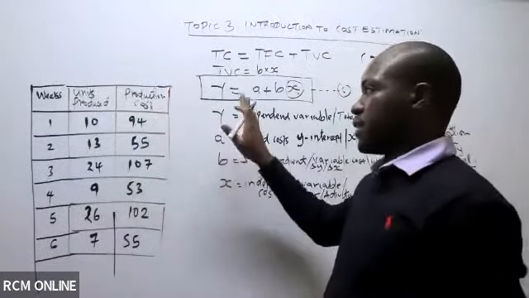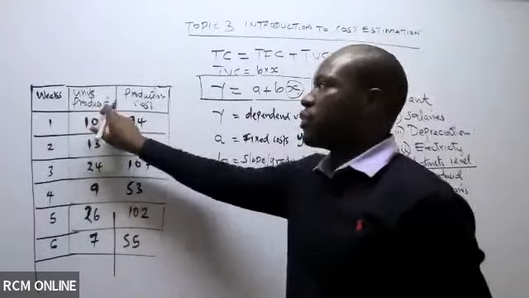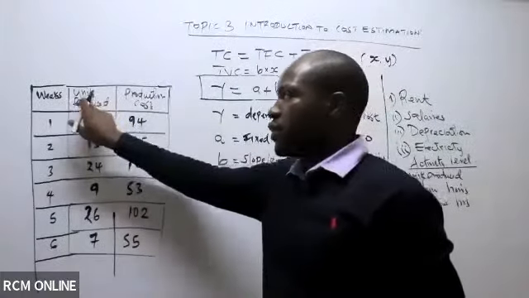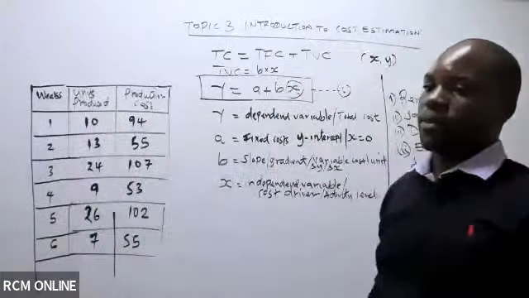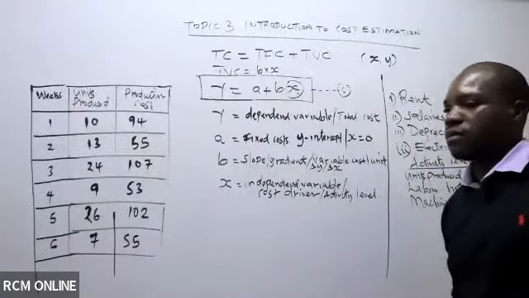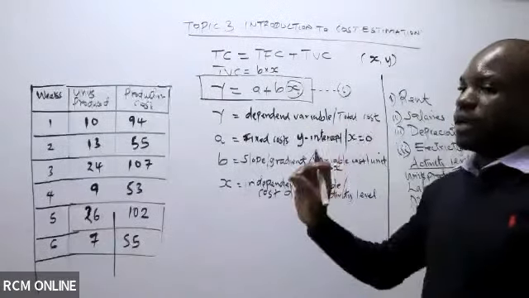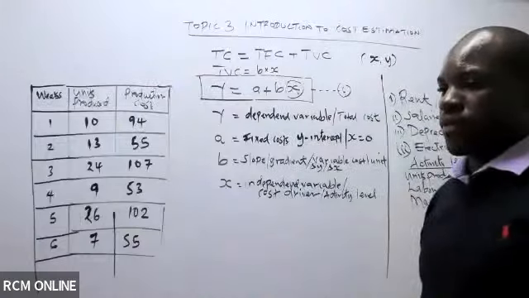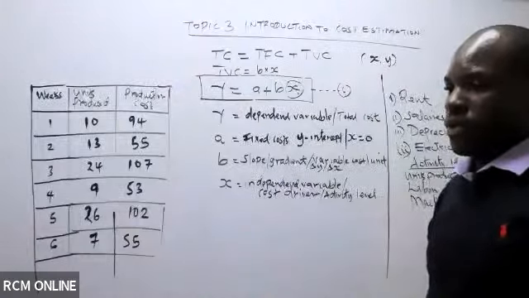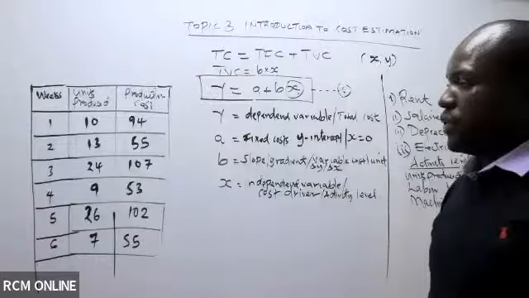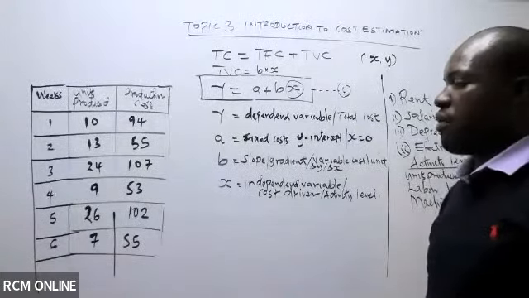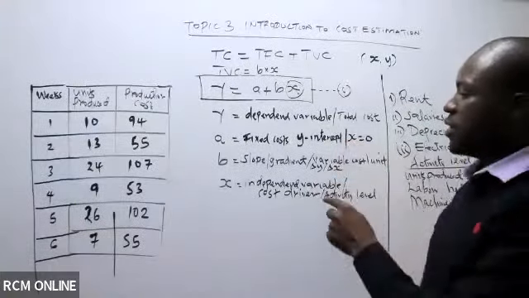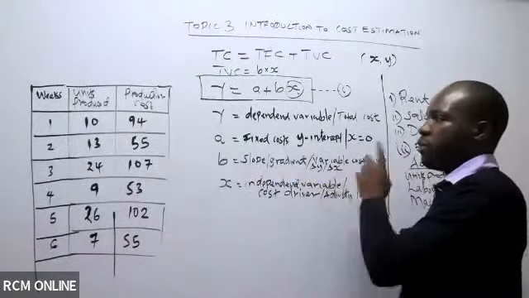If you are told to replace units produced with Y or X, which item will replace units produced? From what you've just been able to learn, which item will replace units produced? It is X, independent variable.